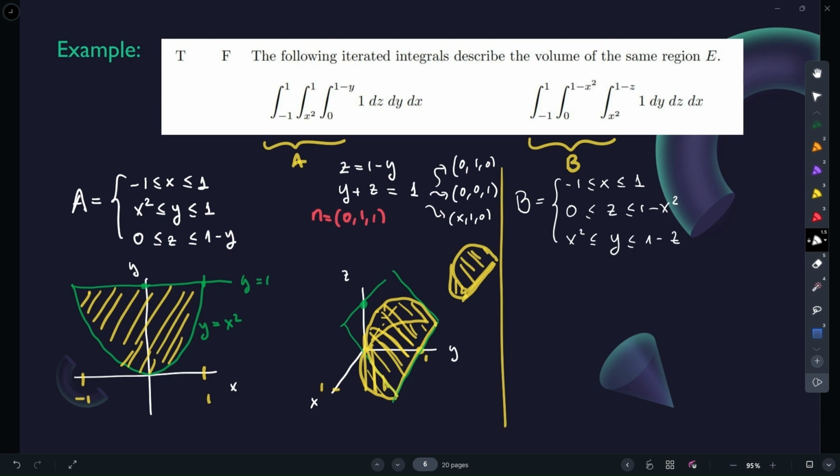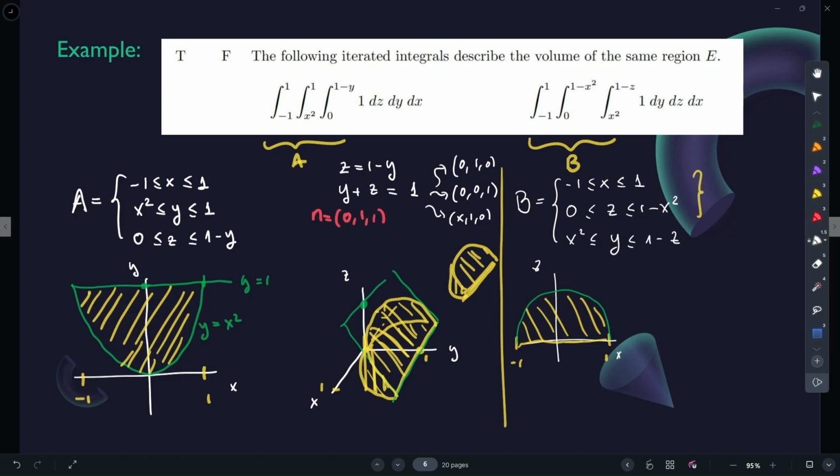So if I just try to sketch that also, what it's telling me is that first I'm going to describe something in the xz plane. In the xz plane, I'm again in x going between 1 and -1, so this whole thing. And z is going between 0 and 1 minus x squared. 1 minus x squared is a parabola that opens down. So it is a parabola like this. And the region then is going to be this region.